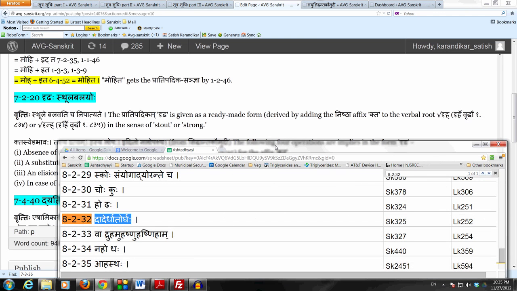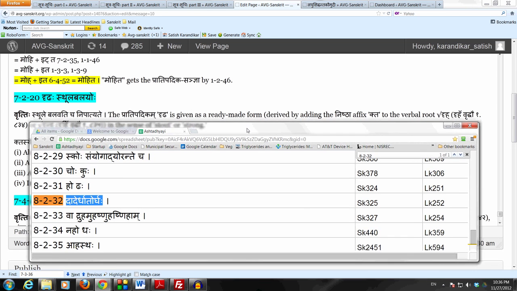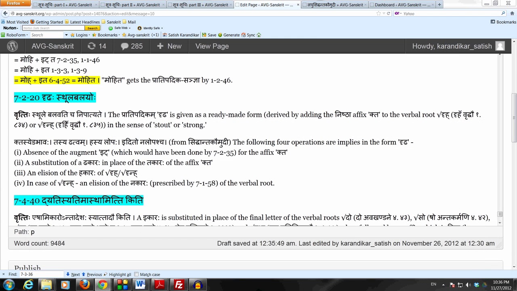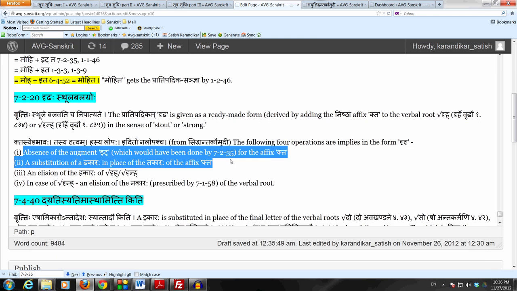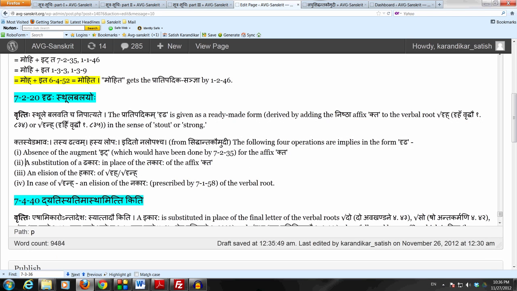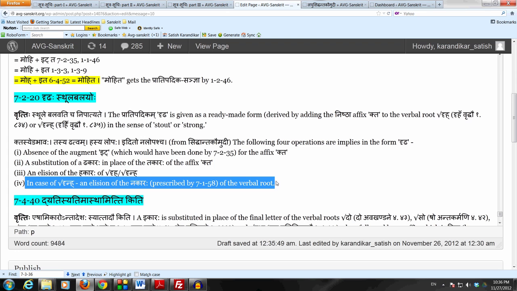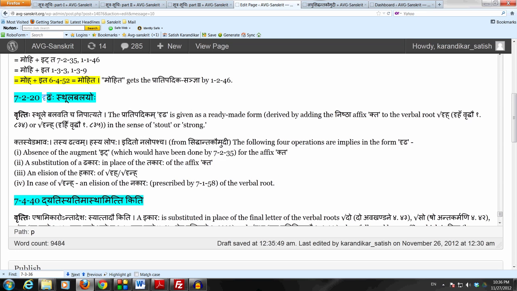So that is why Panini has given a ready-made form in which these operations are implied, meaning the idagama is being stopped. Not only that, the takara of the pratyaya is being replaced by dhakaraha, and the hakara dhatu is being removed, being elided. And in the case of drihi, one more operation is the nakar lopa implied in this form dridha. So it's a special sutram. The reason we are taking this sutram is that this form dridha, of course, is a well-known form in the language. So please make a note of this sutram dridha sthula balayoho.